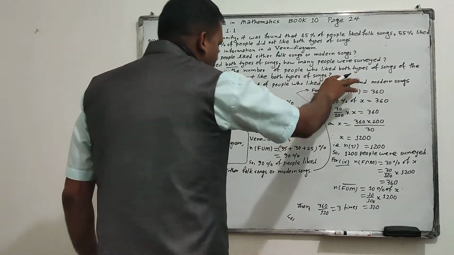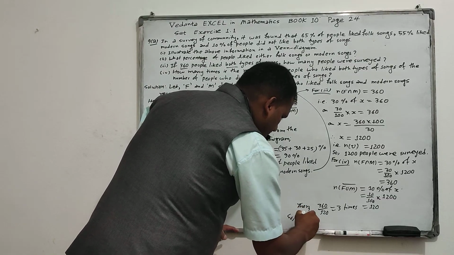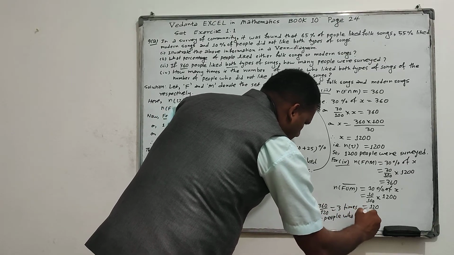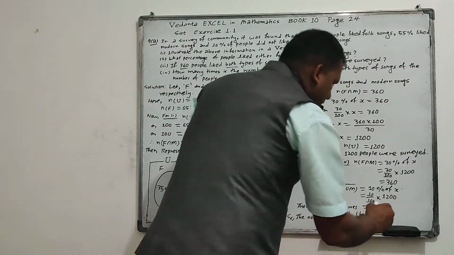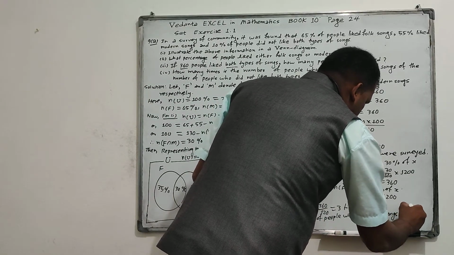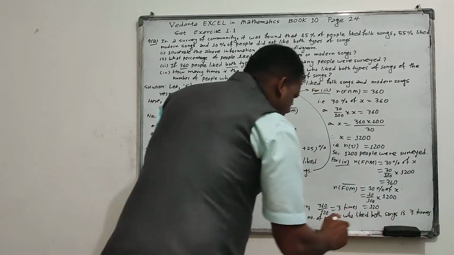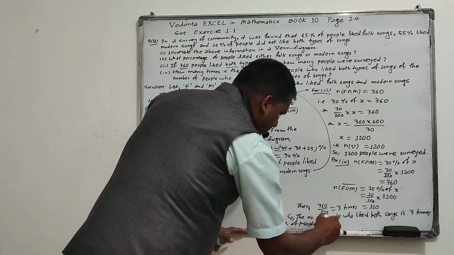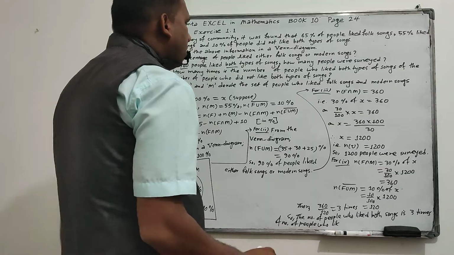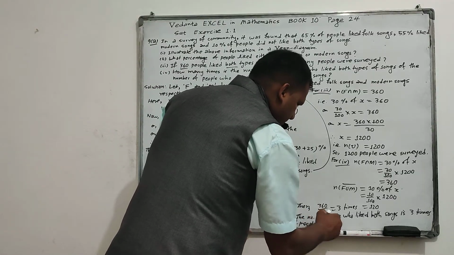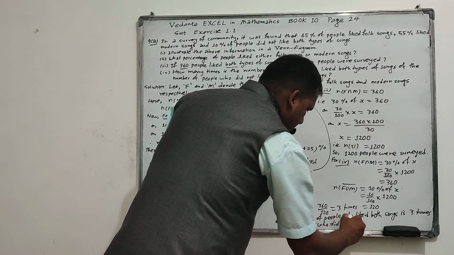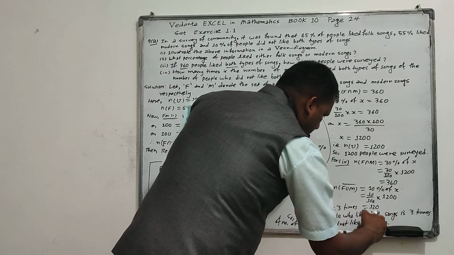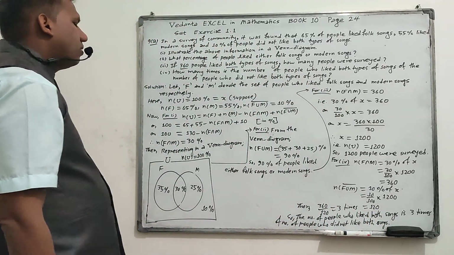So the number of people who like both songs is 3 times the number of people who did not like both songs. Okay, this was for 9A.